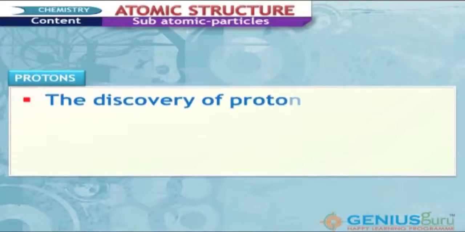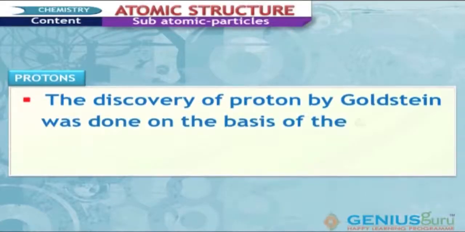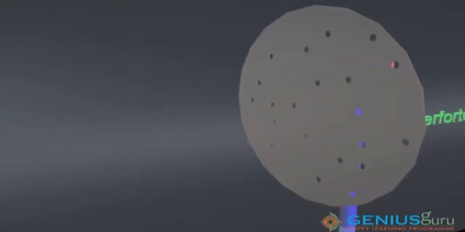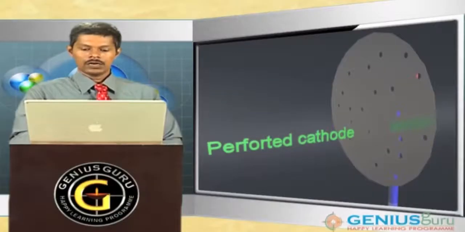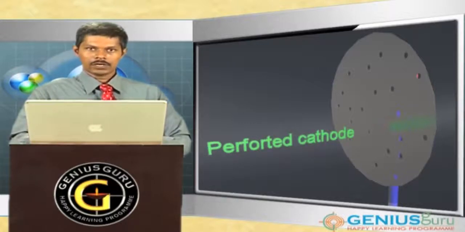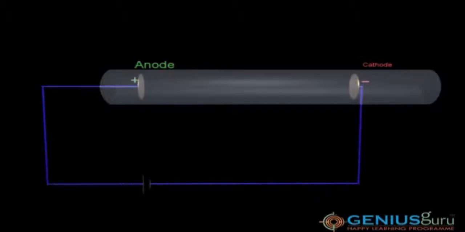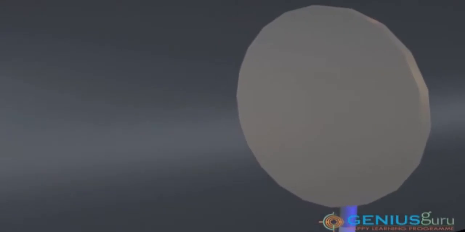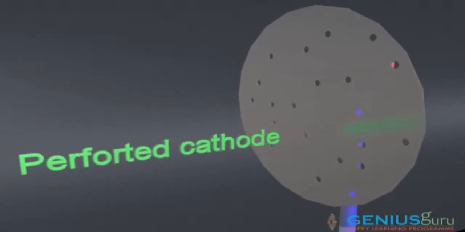The discovery of the proton by Goldstein was done on the basis of the cathode ray experiment conducted using a perforated cathode. So here Goldstein repeated the same experiments using a perforated cathode. Look at the experimental setup of the cathode rays used by Goldstein. Yes, this is the discharge tube, this is the anode and this is the cathode, and these two are connected to a high voltage source. Here we have taken a perforated cathode. Instead of a single metal sheet, we have taken a perforated one. That means it contains small holes. Look at this. These are the holes.